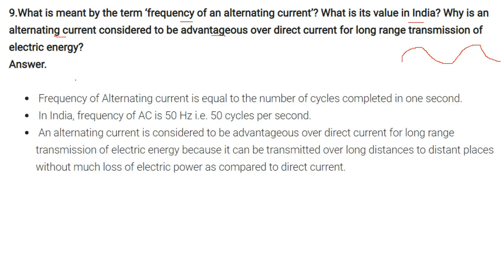So frequency of alternating current is equal to the number of cycles completed per second. In India, the frequency of AC current is 50 Hz or 50 cycles per second. An AC or alternating current is considered to be advantageous over direct current DC for long range transmission of electric energy, because it can be transmitted over long distances to distant places without much loss of electric power as compared to DC.